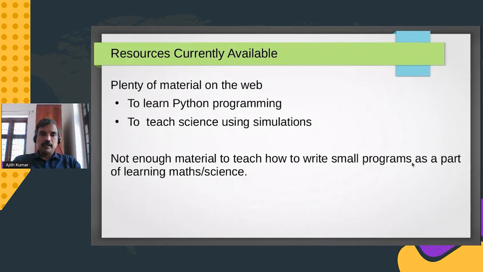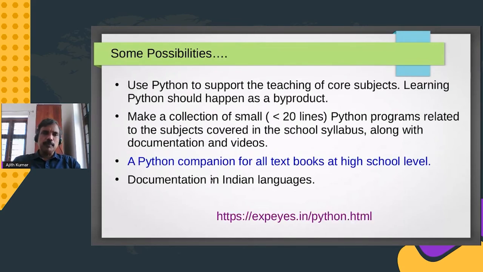But small programs, 5 lines, 10 lines, like the spirograph or this charged particle trajectory that I showed you, that kind of code fragments, I don't find very many. So probably if somebody is interested and they think this is a proper route to go, what we can do is make a collection of such programs. I started doing a little bit, a small collection you will find at xpyce.in, under the Python tab. But the real big work is to make a Python companion for all textbooks at high school.